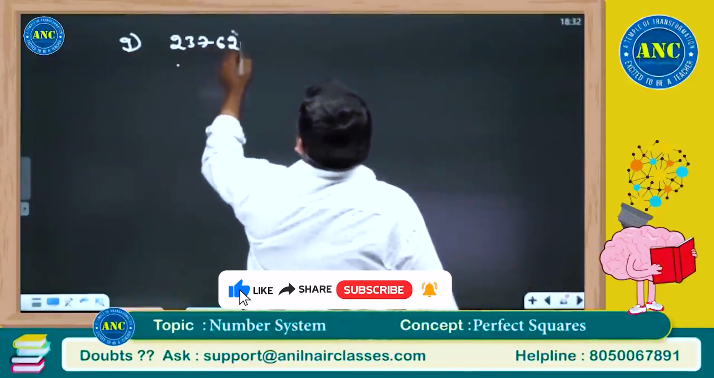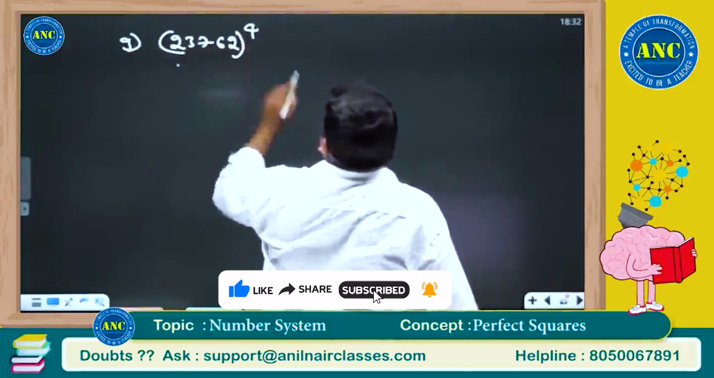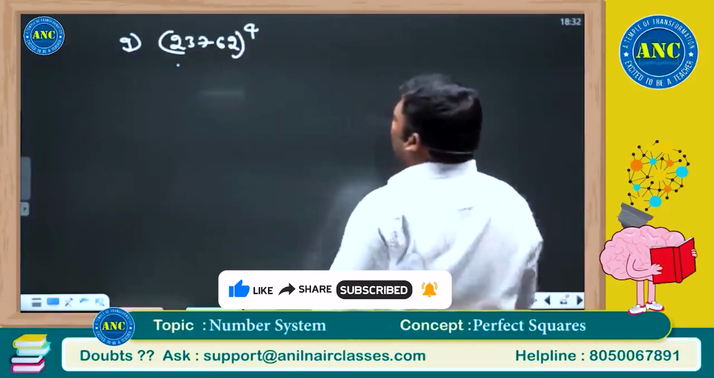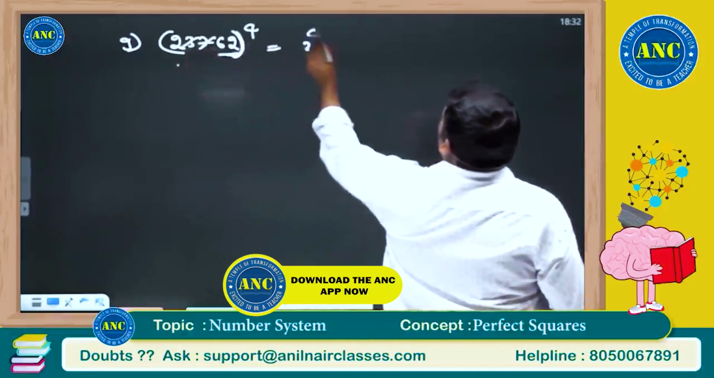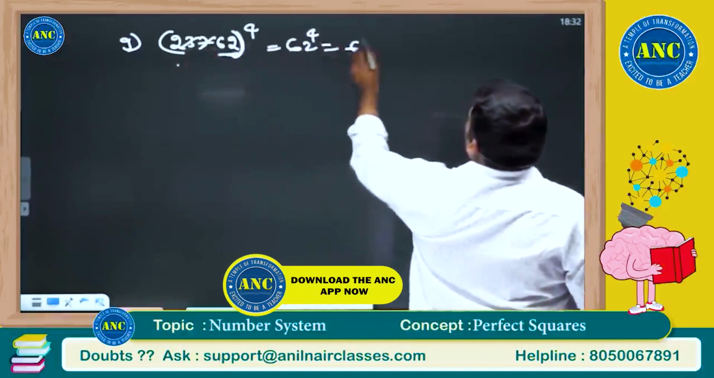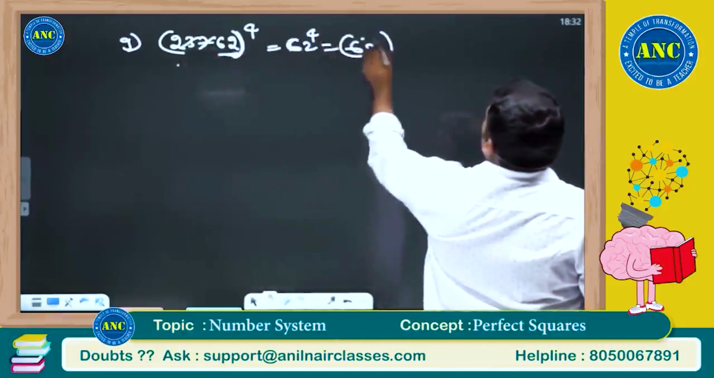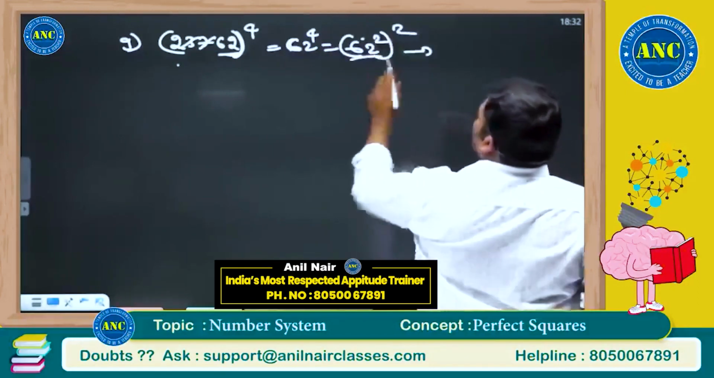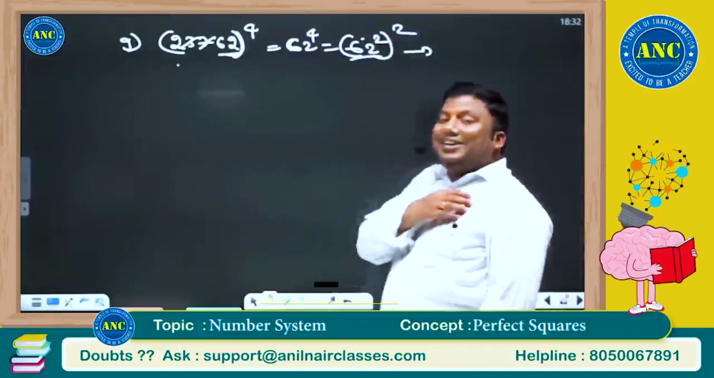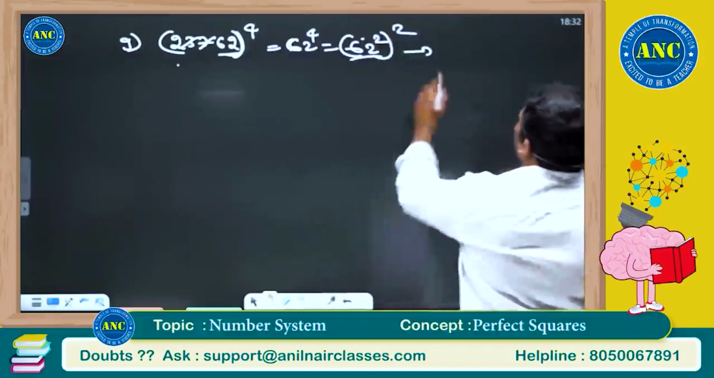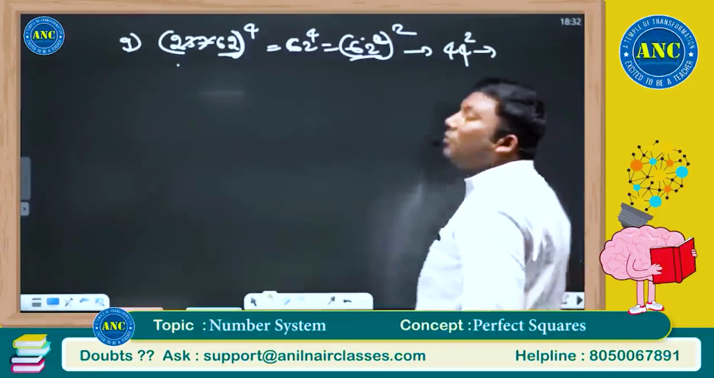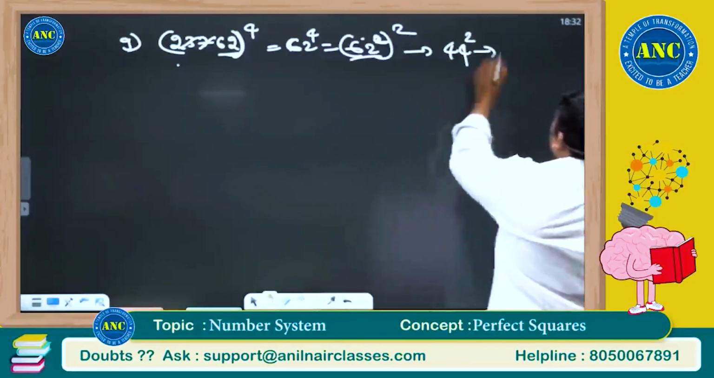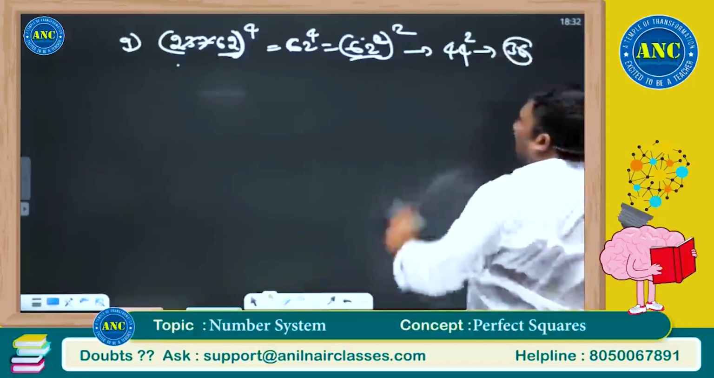237, 62 power 4. Last two digits we require. 62 power 4 is 62 square whole square. 62 is how much more than 50? 12 more. 12 square is 144. 44 square, 44 is how much less than 50? 6 less than 50. 6 square is 36.